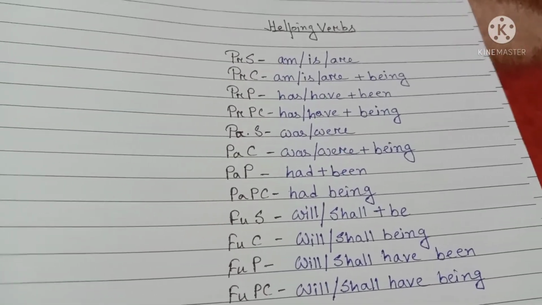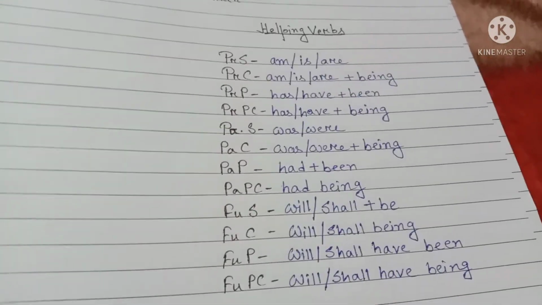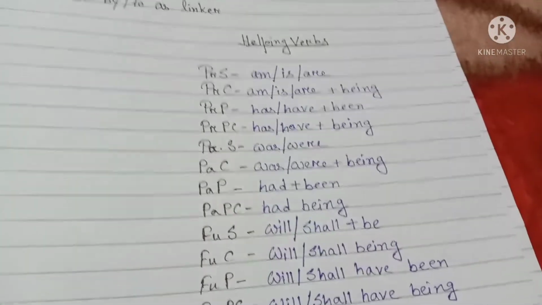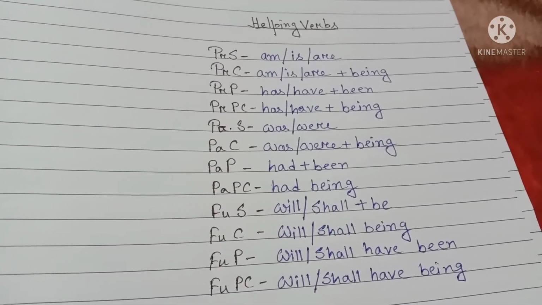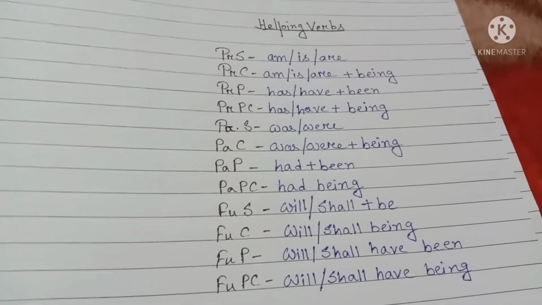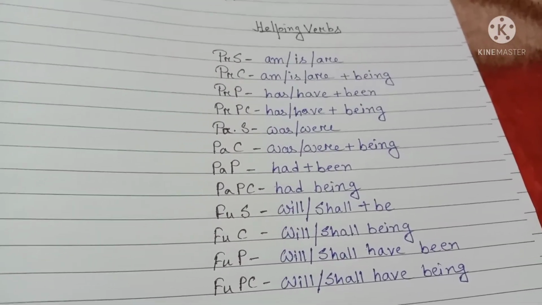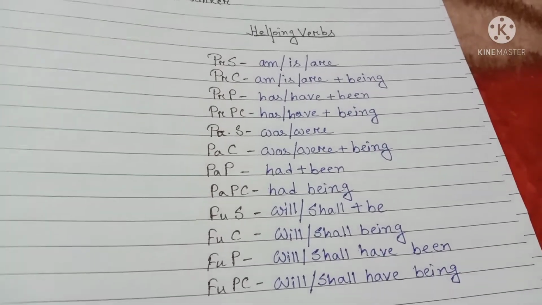Then in present perfect, we need to add has or have, and with has or have we have to add also been, B-E-E-N. Okay, don't get confused between being and been. It is been. For perfect tense it will be been, B-E-E-N, and for continuous it will be B-E-I-N-G, being.